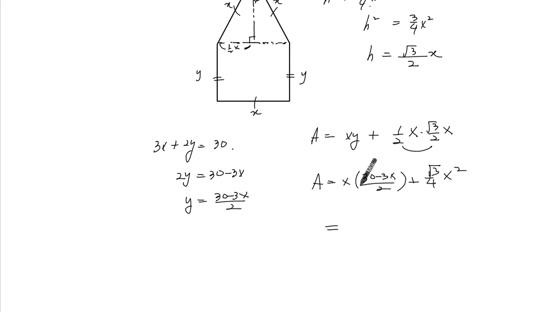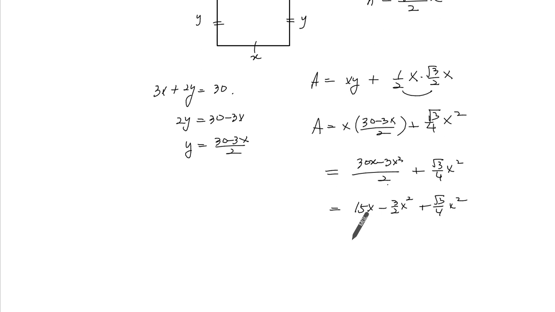Okay, so let's see here. Let's expand this first. You get (30x minus 3x squared) over 2. Let's split this as a fraction. So 30x over 2 is 15x. And we have minus 3 over 2 x squared plus root 3 over 4 x squared. So these two can be collected. Factor out x squared, and we get minus 3 over 2 plus root 3 over 4.